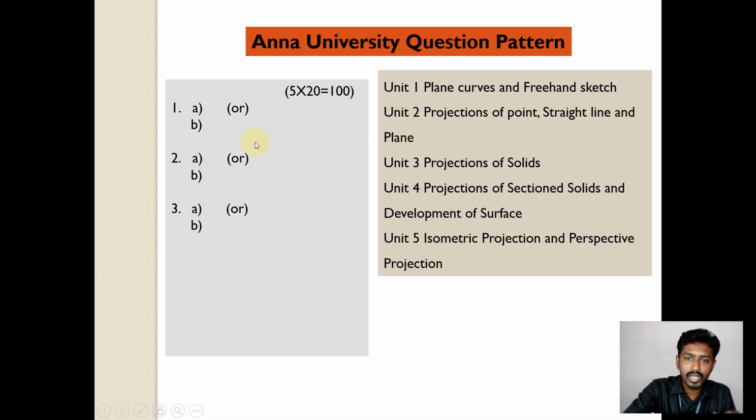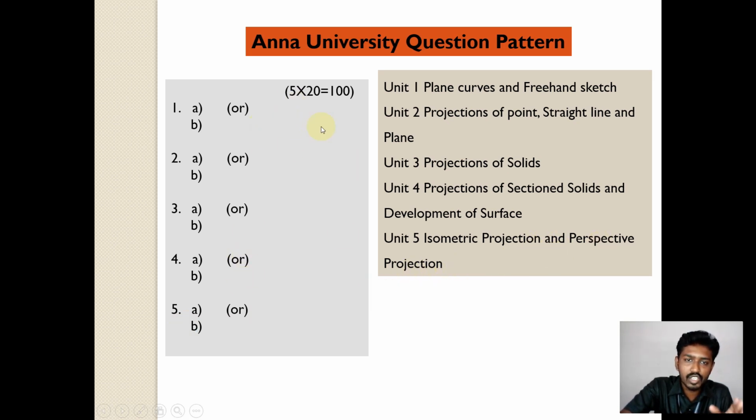Move to the third question. The third question will be asked from the third unit, projection of solids. Both the questions will be from the projection of solids. And move to the fourth question. The fourth question comes from the fourth unit, projection of section solid will be one part, and development of surface will be the other part of the question, right? And the fifth question will be asked from the fifth unit. One part will belong to isometric projection, and the other part will belong to perspective projection, right?